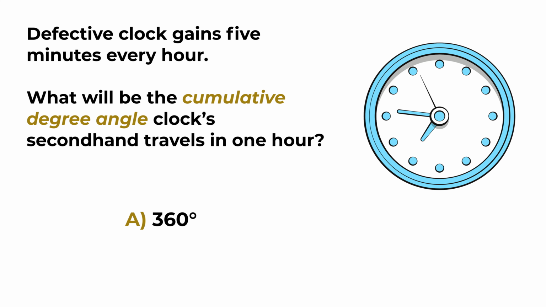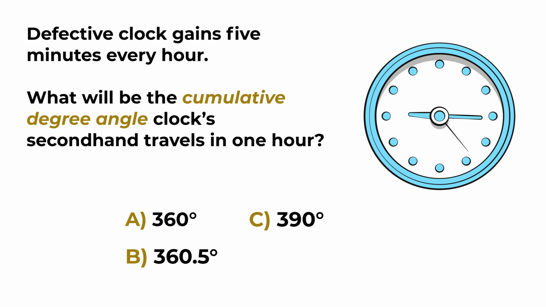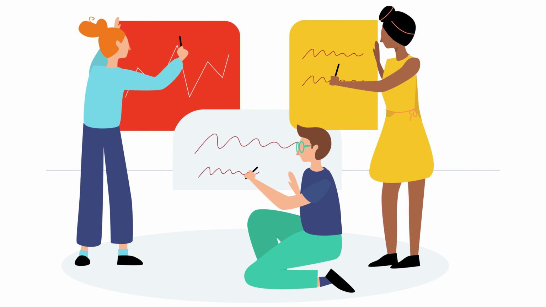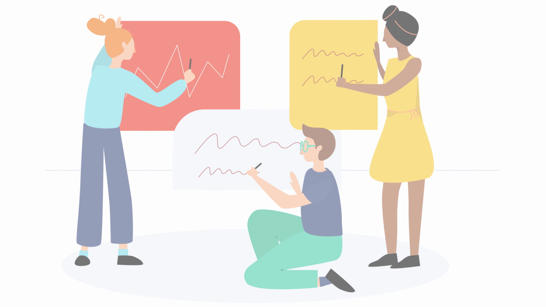Choice A, 360 degrees. Choice B, 360.5 degrees. Choice C, 390 degrees. And choice D, 380 degrees. Typically on the test, you get between 10 to 15 seconds to solve these types of challenges. Make sure to give yourself a little bit of time if you're trying to recreate the real test conditions. Ready or not, I am going to move forward and share with you the solution to this challenge.